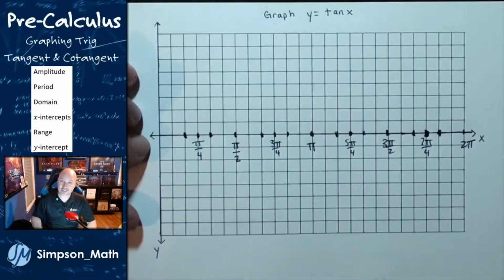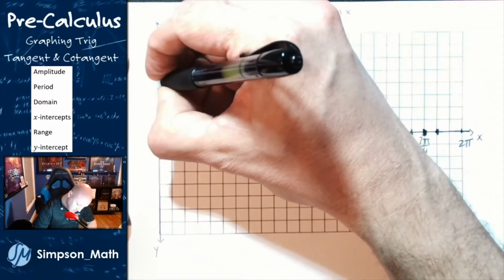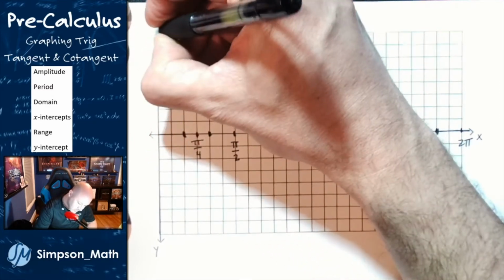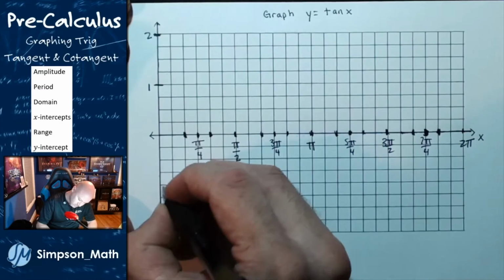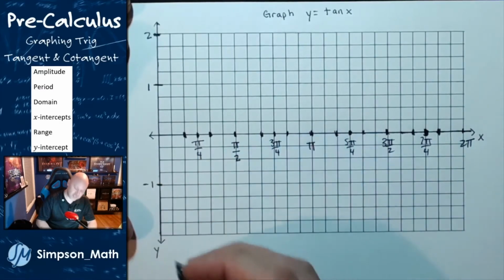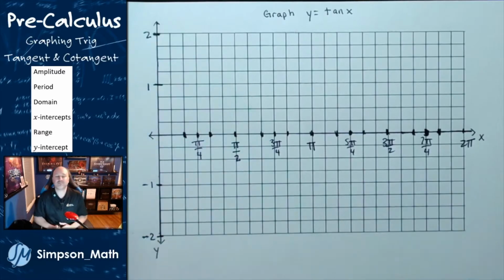Similar to my sine graph, I'm going to let 4 squares be 1 y unit. So 8 then must be 2. I know tangent has some negative outputs, so I'm going to label -1 and -2. Now I'm just going to go along the unit circle and list some points.